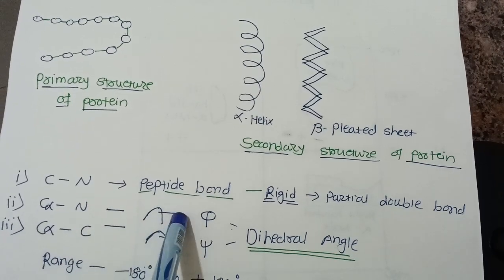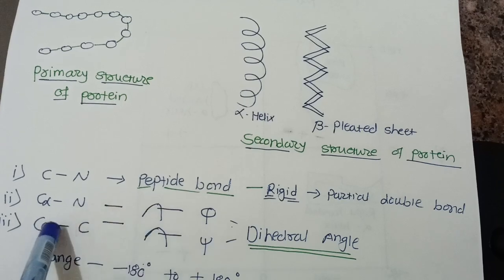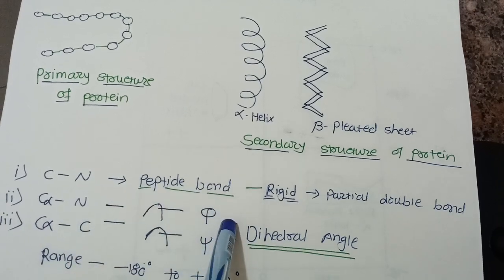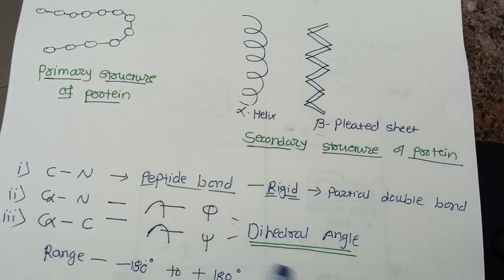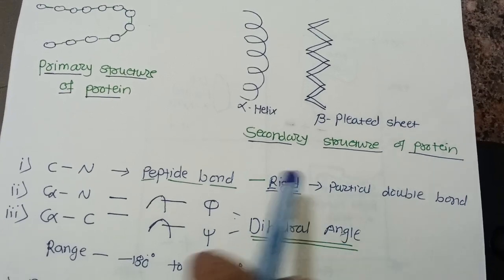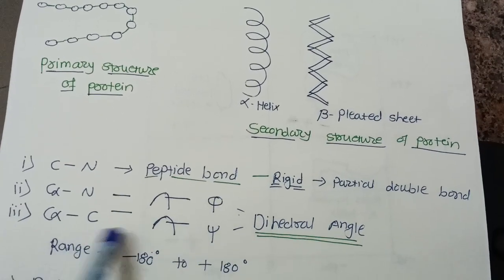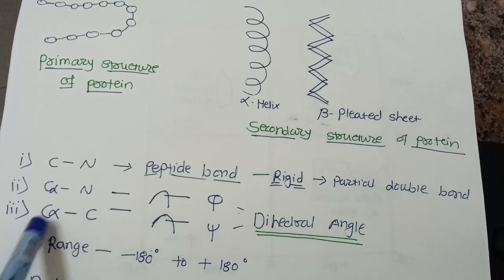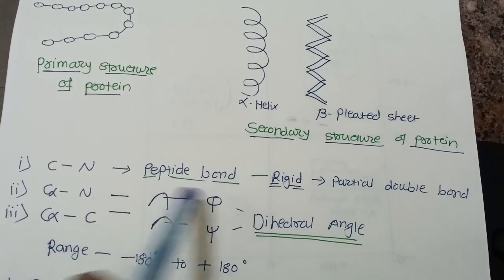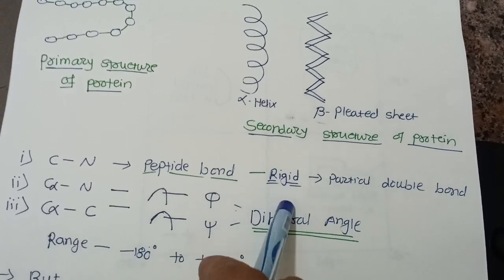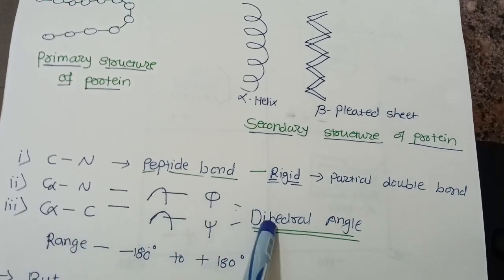Okay, so after the bending, the angle formed between the C alpha and N is known as phi, and the angle between the C alpha and C is known as psi. Together they are known as dihedral angles. How to remember this? C alpha and C, so C, psi. If we remember one thing, we can remember the other. So between the C alpha and N is phi and the C alpha and C is psi.